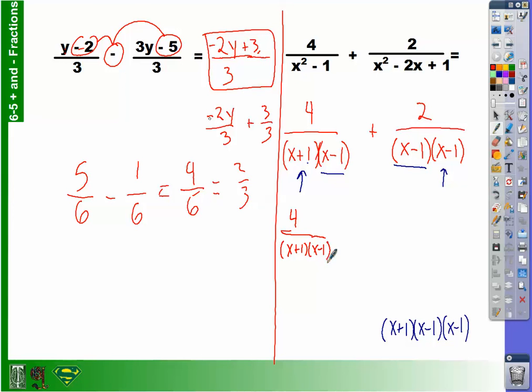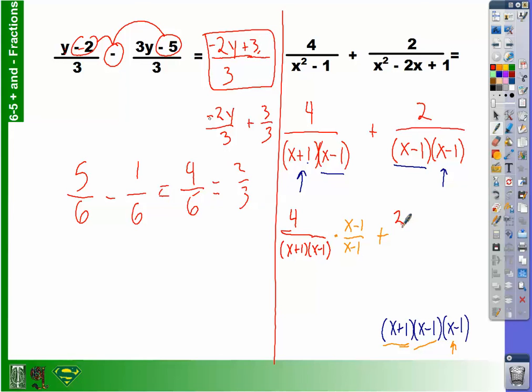What am I going to have to multiply this fraction by to get to the common denominator? Well, it has an x plus 1, so I don't have to multiply by that. And it has 1 x minus 1, so I don't have to multiply by that. That leaves that, doesn't it? That extra. So I'm going to multiply this by x minus 1 over x minus 1. I'm still adding.